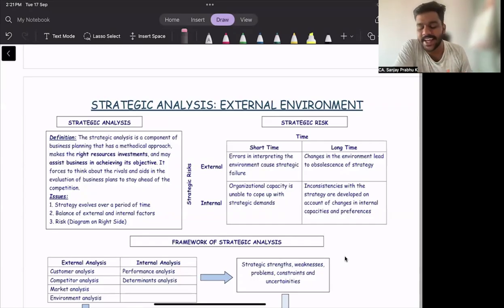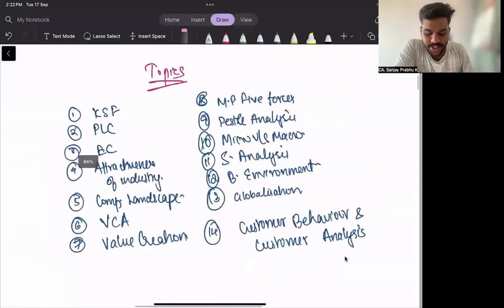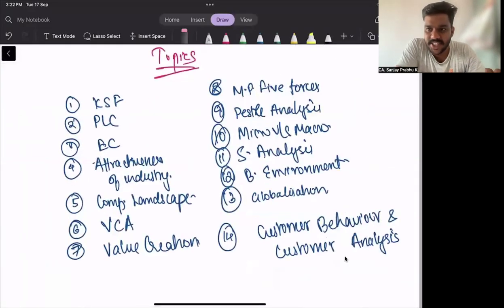Chapter 2, as you all know, strategic analysis, external environment, whose weightage is almost 10 marks. In this chapter, we are going to discuss 14 topics: KSF, key success factor, product life cycle, experience curve, attractiveness of industry, competitive landscape, value chain analysis, value creation, Michael Porter's 5 forces, PESTLE analysis, micro versus macro, strategic analysis, business environment, globalization, customer behavior, and customer analysis. These are the 14 topics which we are going to deal with in this chapter. Certain topics will be covered using the power chart, and certain other topics using our study material. Okay.